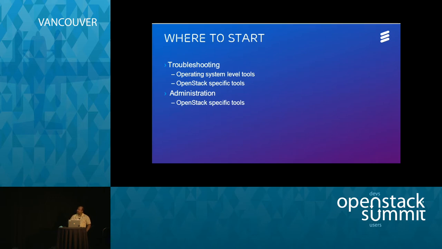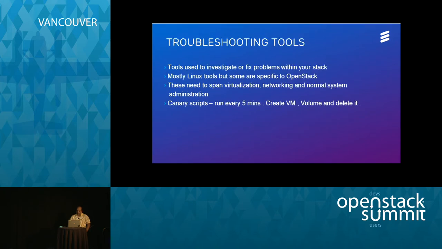Then there are some OpenStack specific tools for the administration aspect of it. So if you want to create a user, or if you want to reset the state of the VM, the Nova CLI has a very specific tool for the administrator. So these are the troubleshooting tools, the tools used to investigate or fix a problem within your stack. That will help you to narrow down where the issue is, okay?